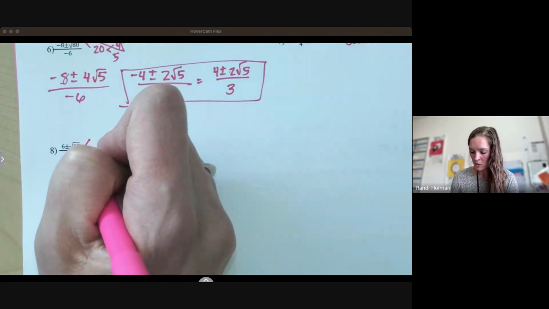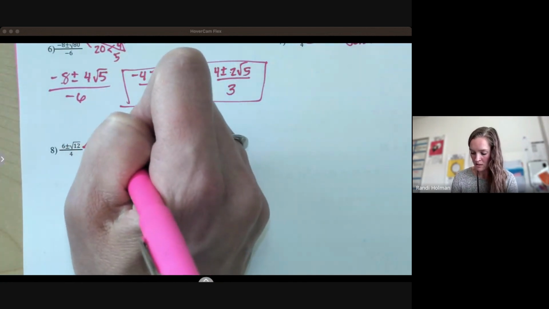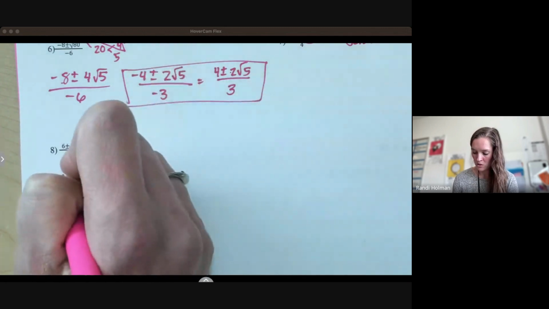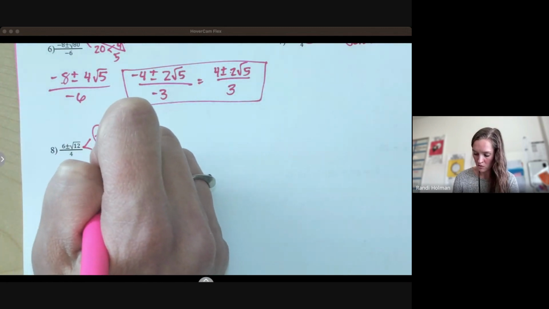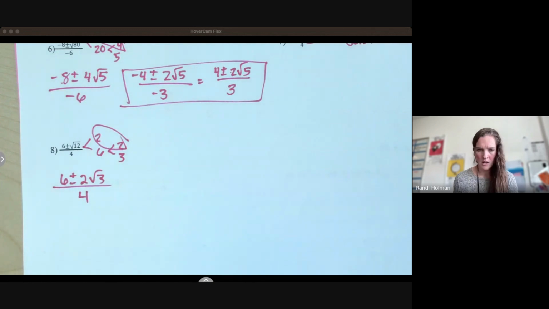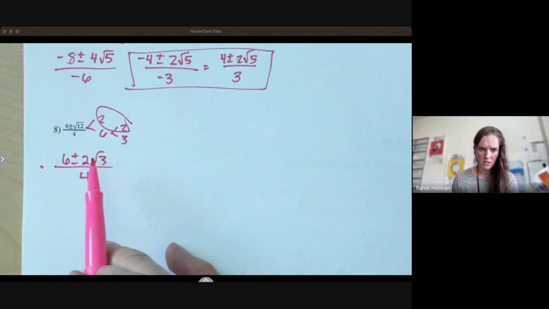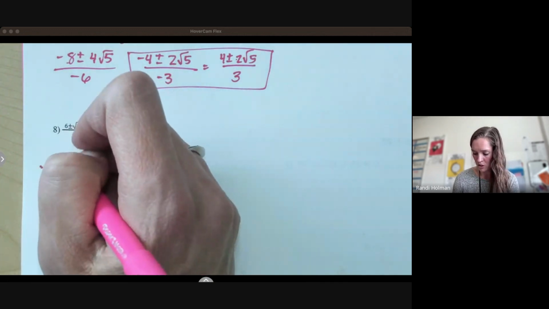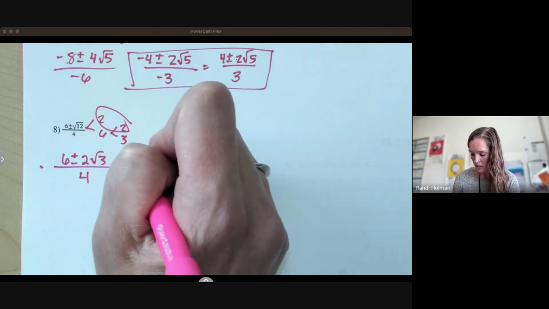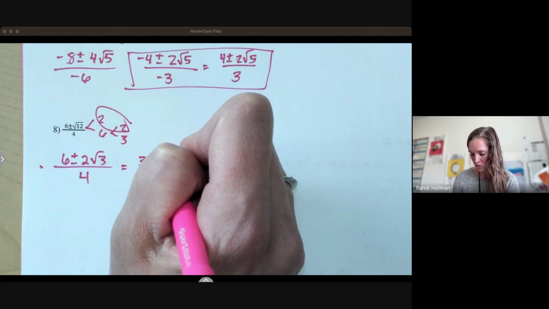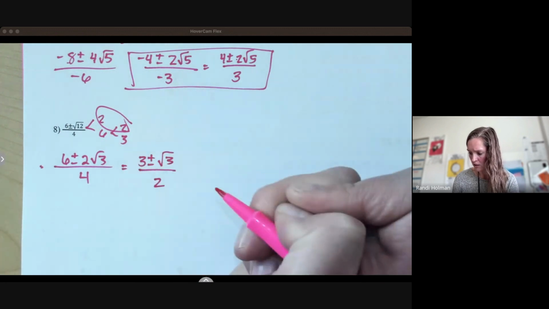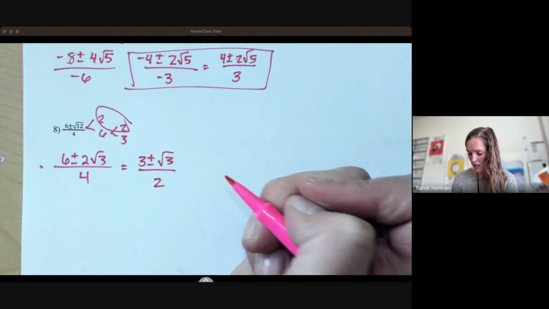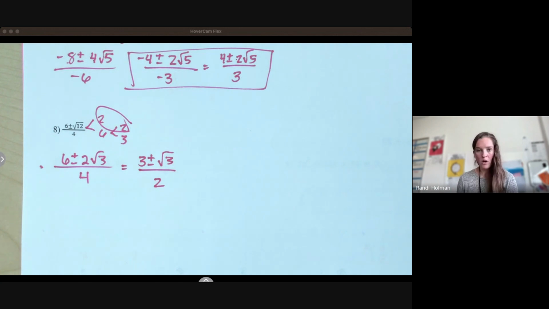Okay, last one here. 12 is 2 and 6. 6 is 2 and 3, pair of 2s. So we have 6 plus or minus 2 root 3 over 4. Look at all of your terms. 6, 2 root 3, 4. They all have a factor of 2. So we can divide that 2 out and we'll get 3 plus or minus root 3 over 2. I feel like we did this exact same one twice. That's because we did. It was number 8 and number 5. So hopefully that one you are very, very good at, and really take your time to practice that. Make sure you're only dividing out factors and not terms themselves.